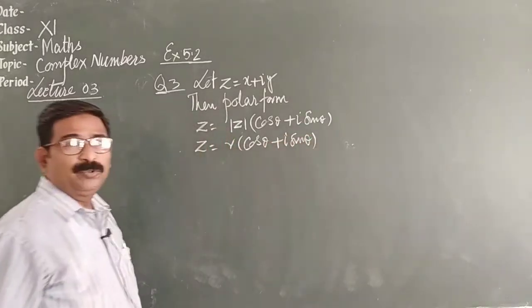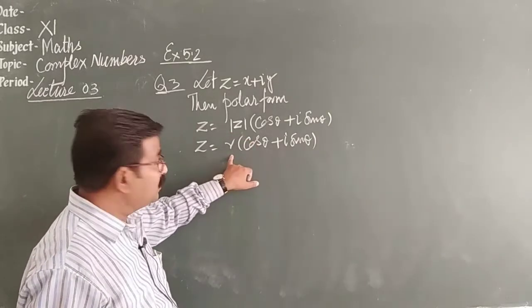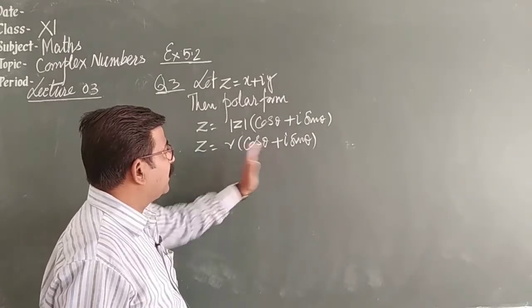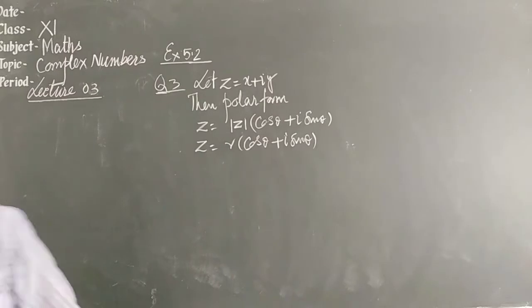So see what is new here? Nothing. We are finding this mod of z, that is the modulus. We are finding theta also. So we just have to put the values of r and theta in this expression, and you will get the polar form. Let's see, I am solving one of the questions.